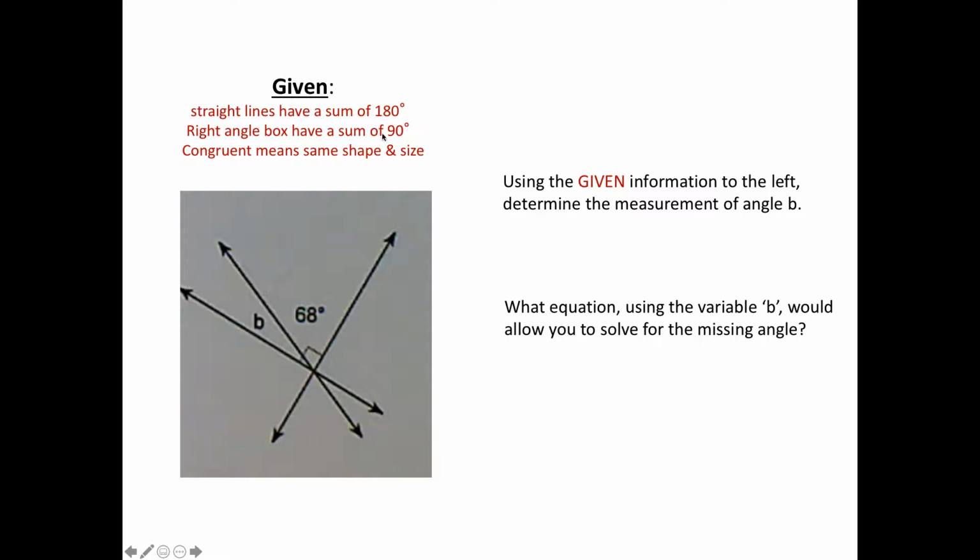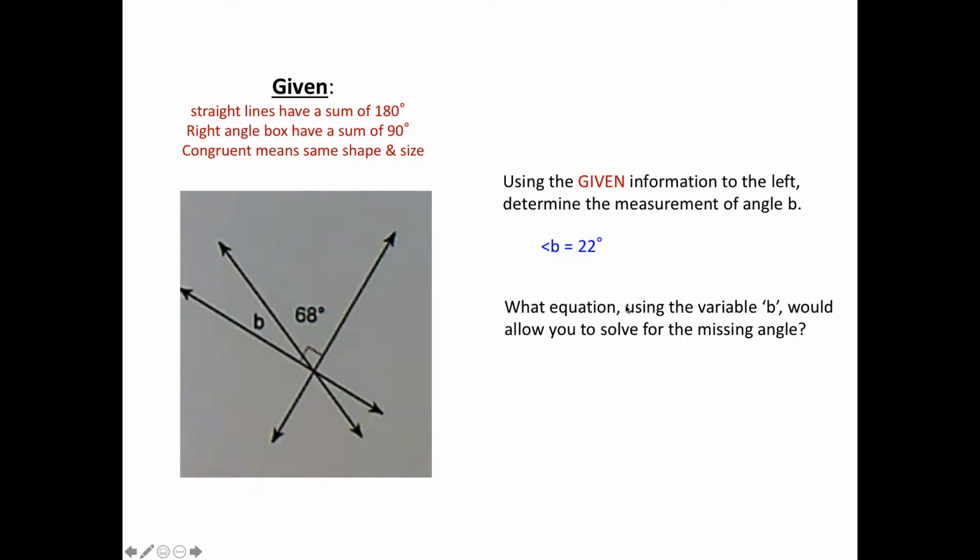So what is 90 minus 68? 90 minus 68 would be 22 degrees, because 90 minus 70 is 20, and then 2 more to get to 68. So 22 degrees should be this angle. My question: does it make sense? Well, it makes sense because 22 is smaller than 68, and you can tell that this angle is smaller.